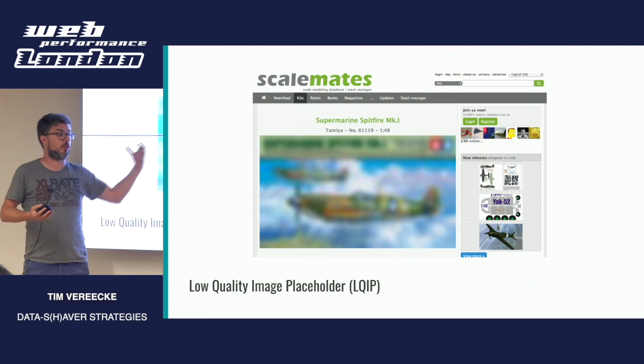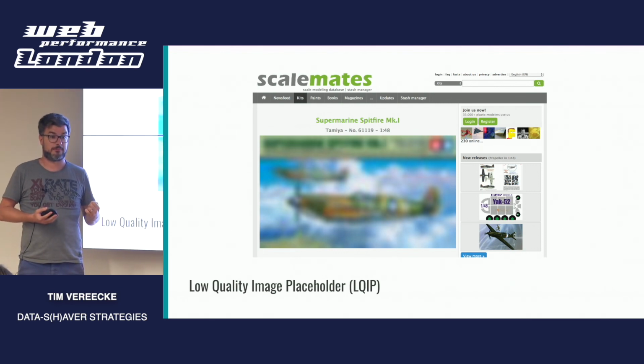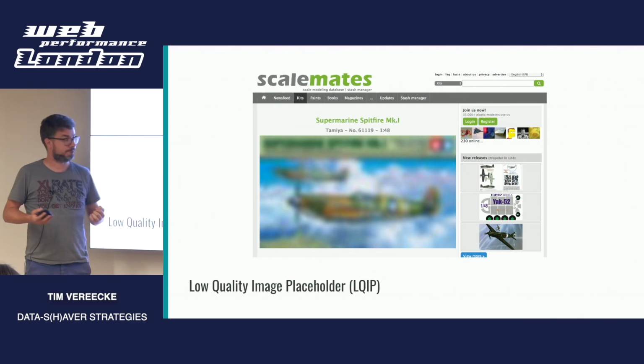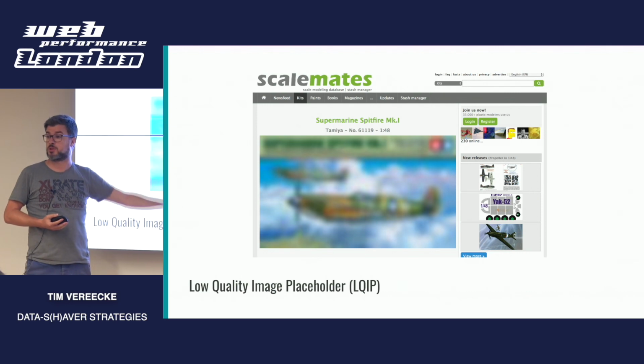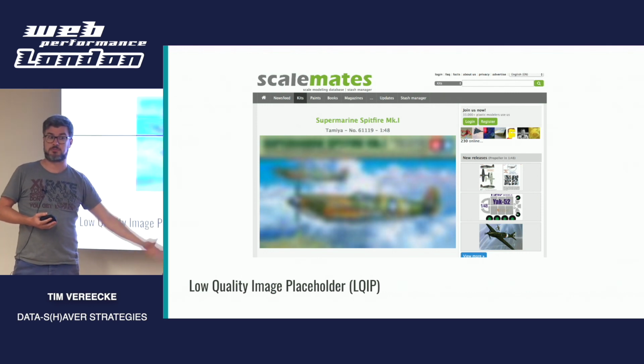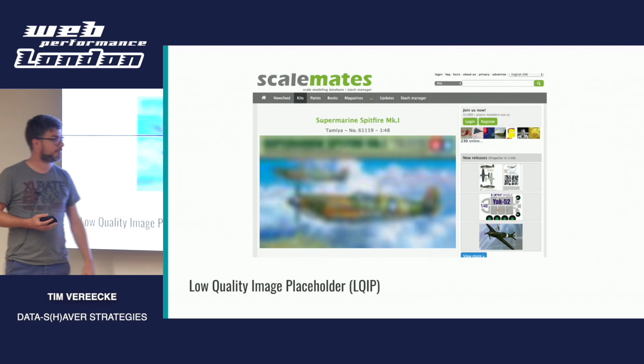So I decided to get rid of the low quality image placeholder to save some bytes. I only have a low quality image placeholder on the hero image. I don't have it on all the thumbnails below the fold because that's wasted bytes anyway.